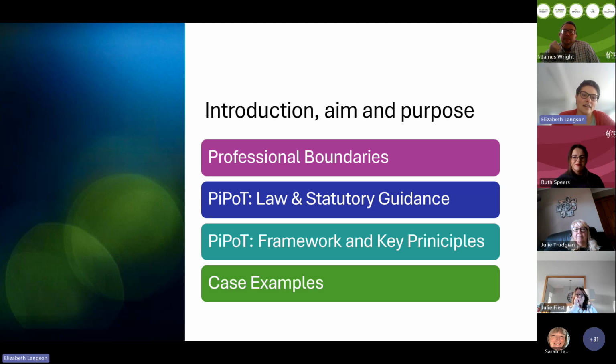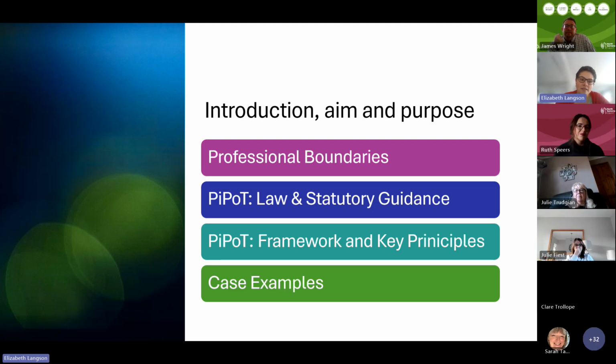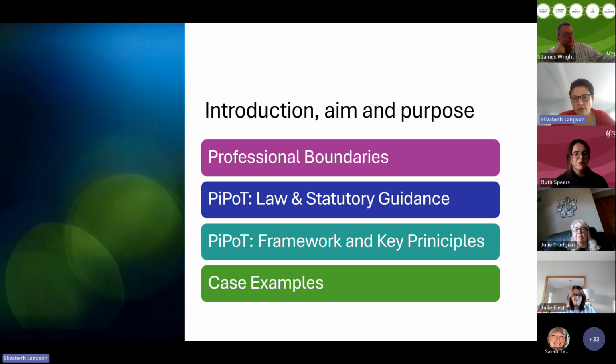So today, our introduction, aims and purpose. We are going to be looking at professional boundaries, going back to basics a little bit. What are they, etc. We'll then look at the person in a position of trust, at the law and statutory guidance, which Ruth will take us through. Ruth will also take us through around the framework and key principles. And then we'll come over to James, who's going to give us some good case examples and how we might apply person in a position of trust and bringing it all together into real life examples for you all.